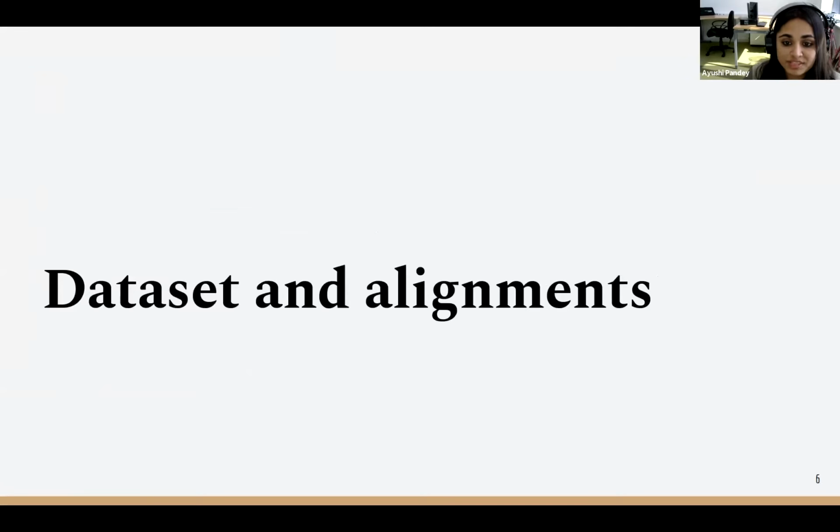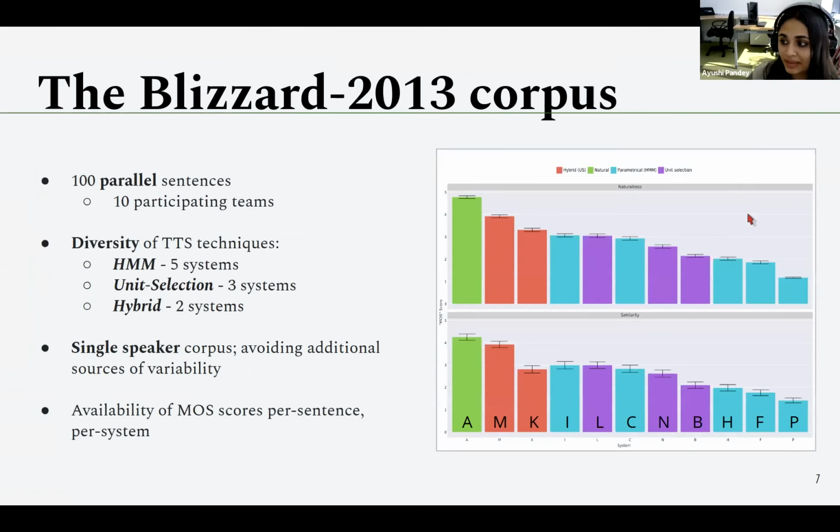Now we come to the series of slides where we will describe the data set that we used and the procedure for phonemic and subphonemic alignments. The Blizzard 2013 dataset comes from the annually held Blizzard Challenge Series. The dataset comes with 100 parallel sentences submitted by 10 participating teams. The parallel nature gives us the advantage that the differences we observe are not biased by the proportion of consonants in one set of sentences versus another.